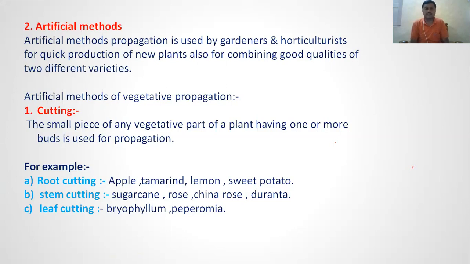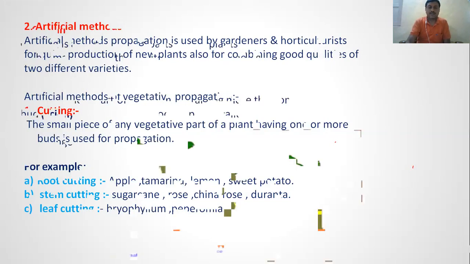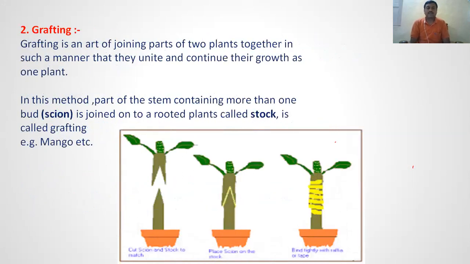First, cutting. A small piece of any vegetative part of the plant body having one or more buds is used for propagation. Examples are root cutting, stem cutting, and leaf cutting. Then grafting. In this method, a stem containing one scion and a rooted plant, also called the stock, are joined to each other. This process is called grafting.